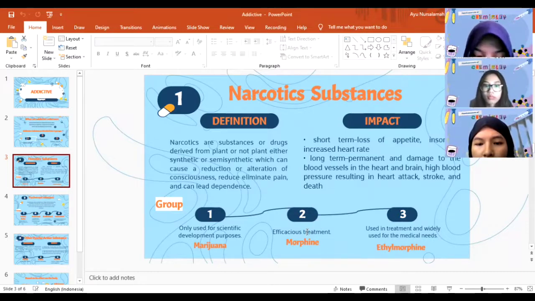And the second group is narcotics that are efficacious in treatment, used as a last option, and also can be used in treatment and the purpose of development of science as well, having a high potential to lead to dependence. And the example is morphine. And the third is the narcotics that are commonly used in treatment and medicine because they have a low potential to lead to dependence, such as ethylmorphine.